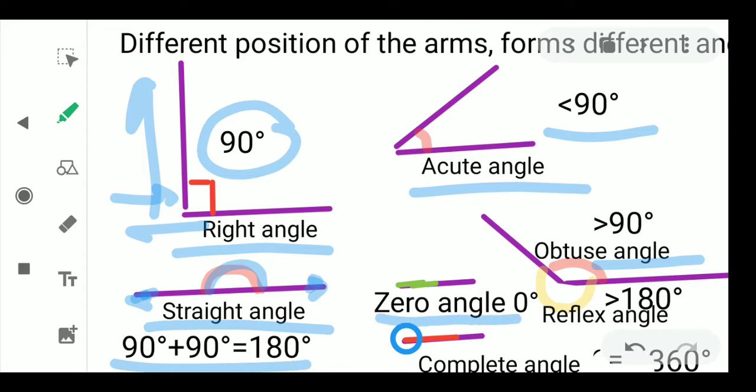Then zero angle. As the name shows, it measures 0 degrees. The two rays overlap each other. Then complete angle and reflex angle.